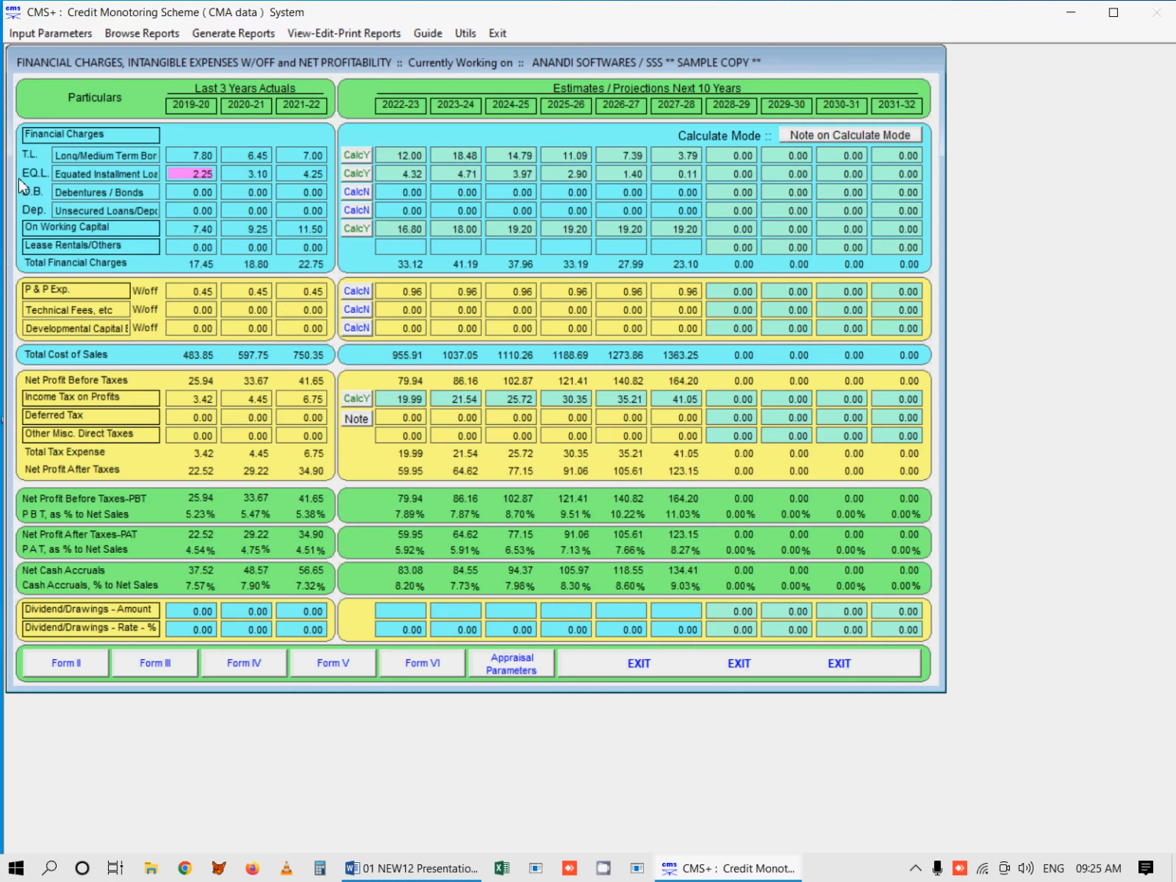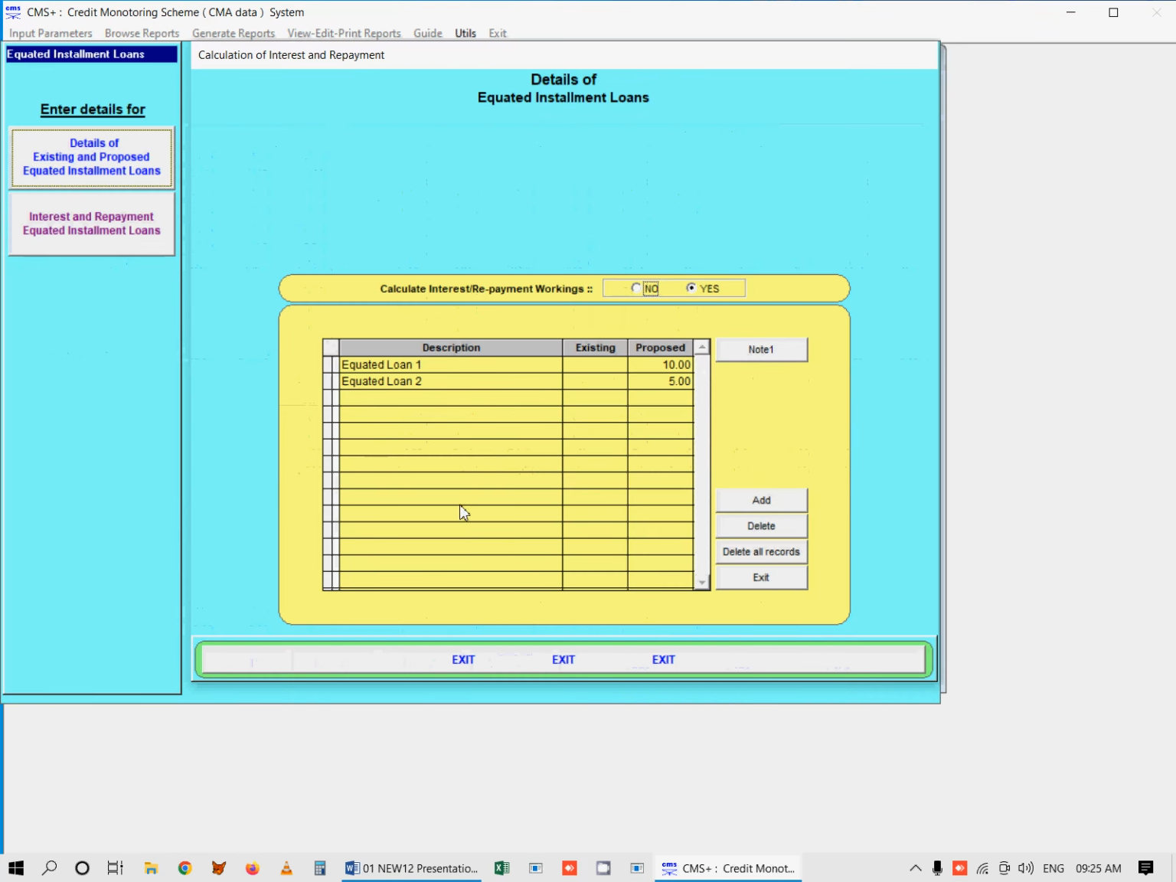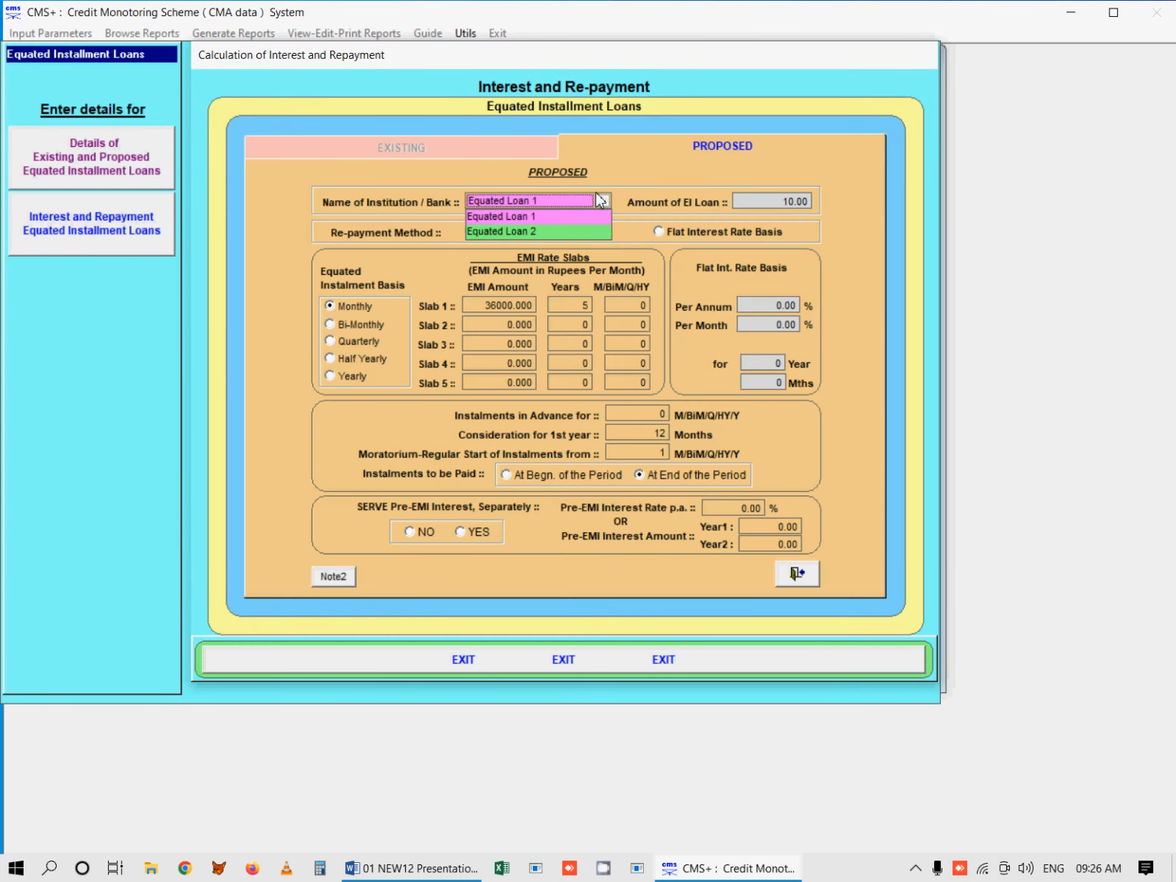Then we may have an overview for equated loans. The same way, no restrictions here. You may define all your existing and proposed NBFC and equated loans. Equated loans need not necessarily be monthly, but your equated installments could be bi-monthly, quarterly, half-yearly or yearly. Furthermore, it need not be a single EMI structure. It may be differing EMI over different periods.